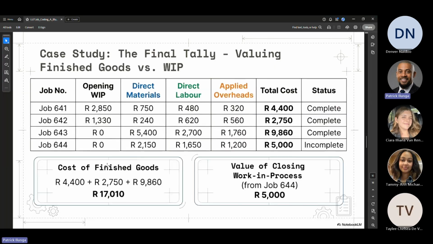So for the finished goods, we know that only 3 jobs were completed. Not everything. Only 3 were completed. I hope it's opening your critical mind. Do you see the difference between completed and incomplete? If it's not completed, it's not going to be part of the cost of finished goods. The cost of finished goods will include only the first 3 jobs. Does that make sense?